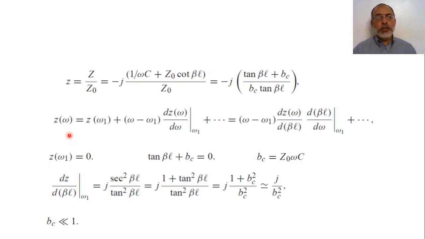Now, let us return back to the normalized input impedance. The normalized input impedance, as we said, can be represented as minus j tan beta L plus BC over BC multiplied by tan beta L. The question now, what will be the input impedance or the normalized input impedance close to the resonant frequency?